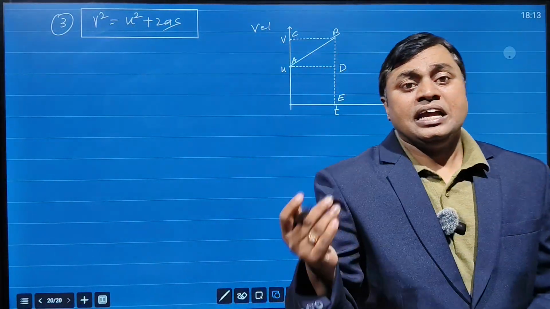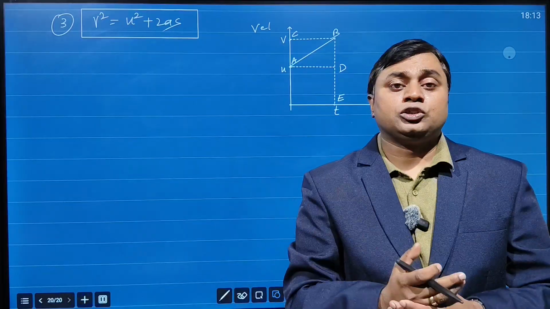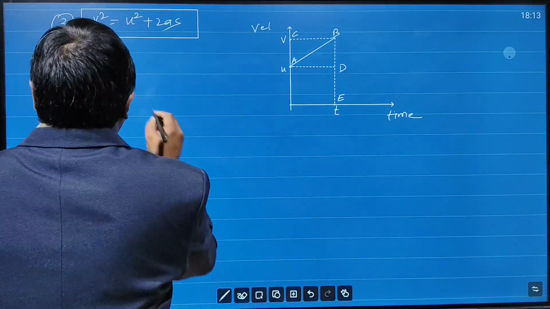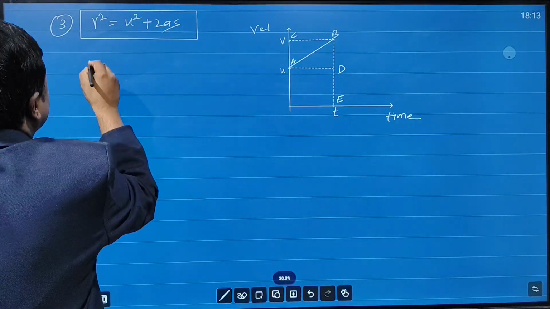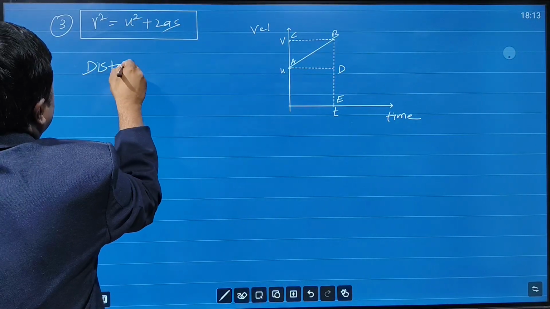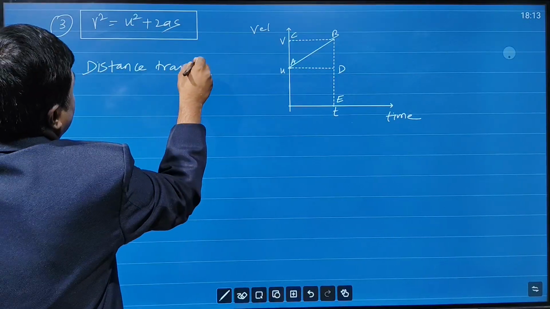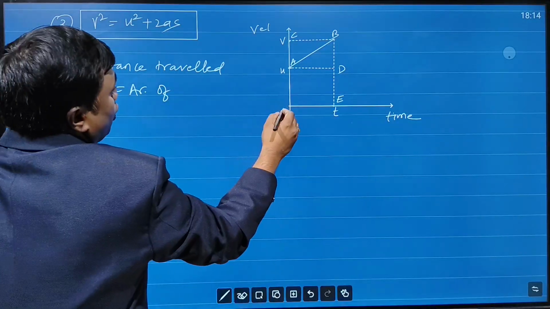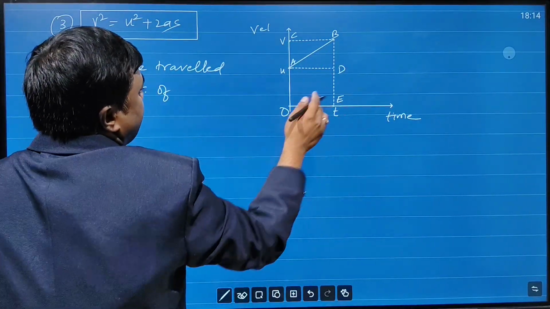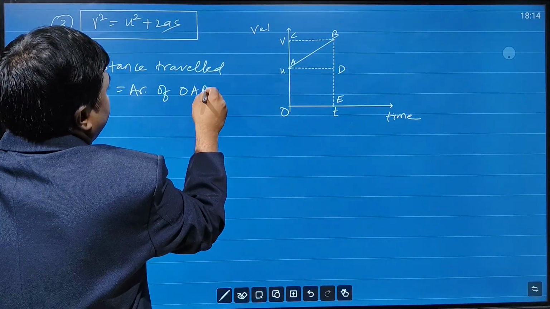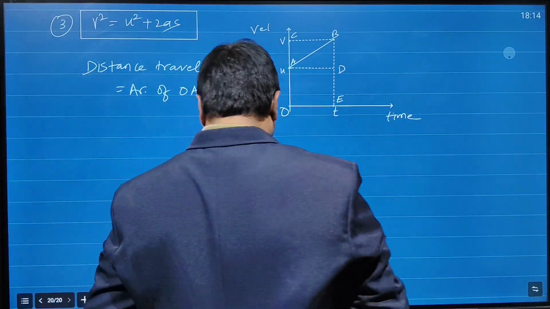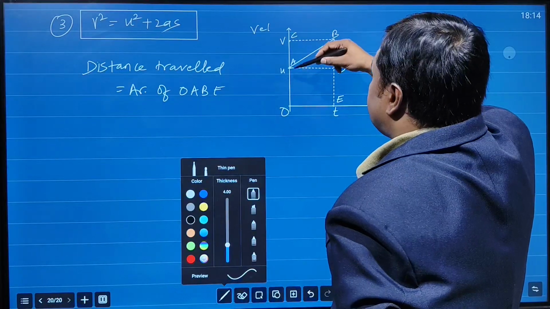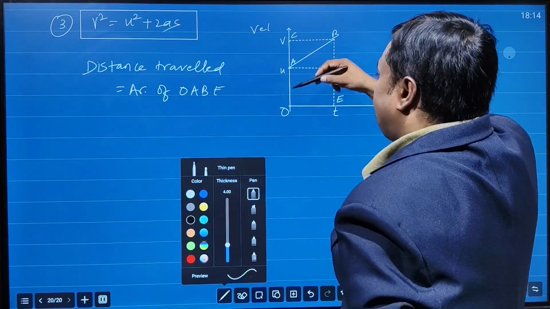What is the same concept? Area under the velocity time graph gives you what? Displacement or distance. So can we write distance traveled is equal to the area of OABE. Now if you see clearly, OABE is a trapezium.